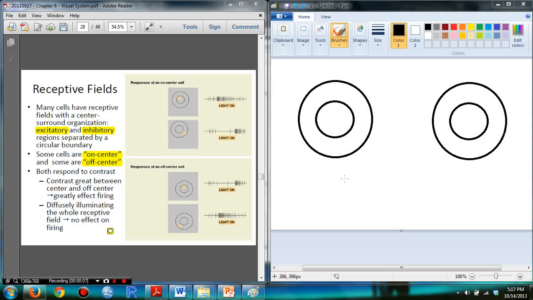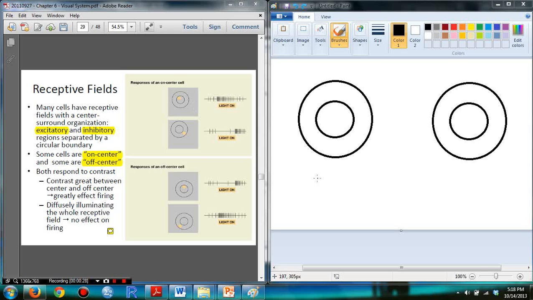Today I'm talking about receptive fields. As far as we know, many cells have receptive fields with a center-surround organization: excitatory and inhibitory regions separated by a circular boundary. Some cells are on-center and some cells are off-center. Let me explain this.